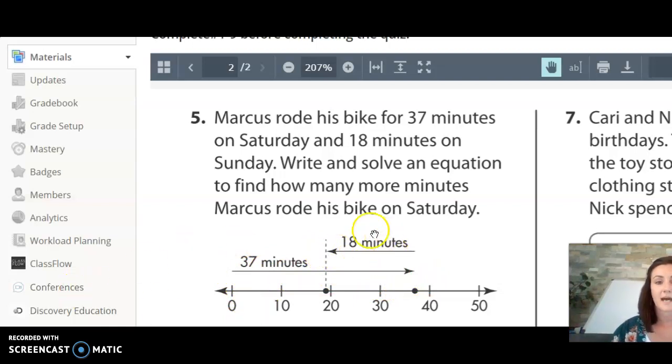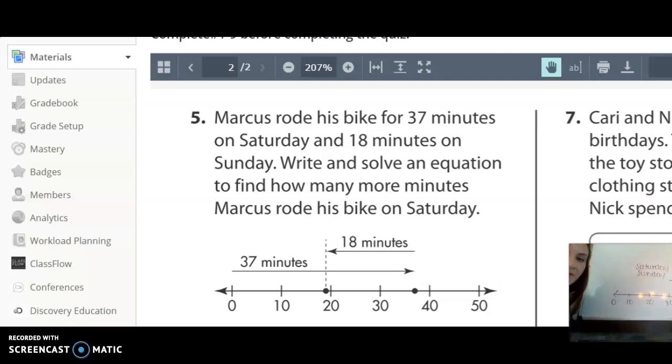So think about what it's asking you, your question, how many more minutes Marcus rode his bike on Saturday, and go ahead and hit pause and solve this out if you have not done so already, and then go ahead and hit play when you're finished. All right, boys and girls, so let me reread this again. It says Marcus rode his bike for 37 minutes on Saturday. As you see, I've noted that here, and 18 minutes on Sunday. Write and solve an equation to find how many more minutes Marcus rode his bike on Saturday.